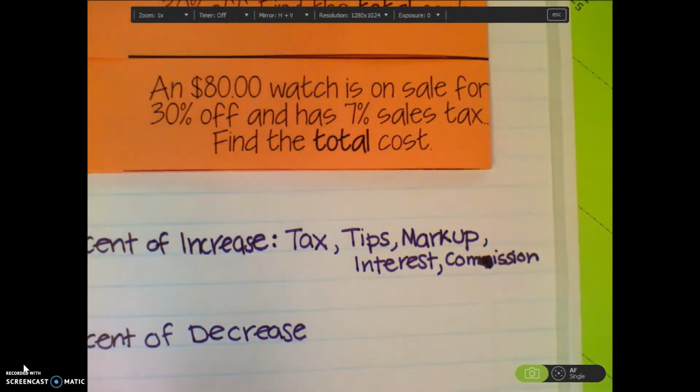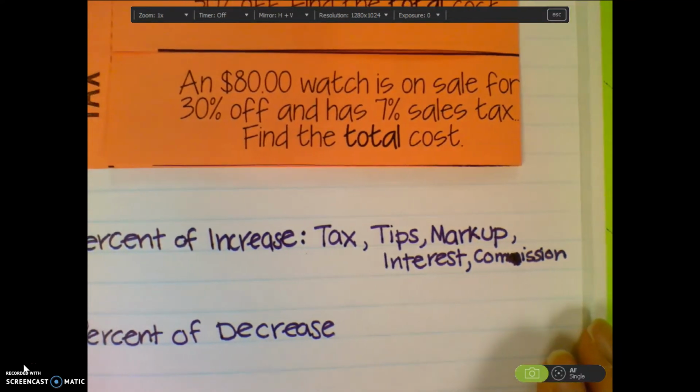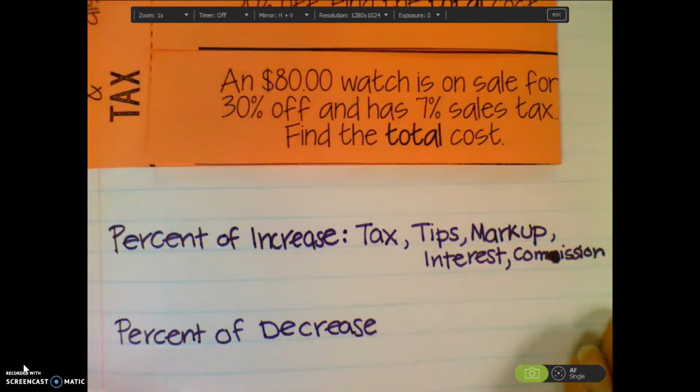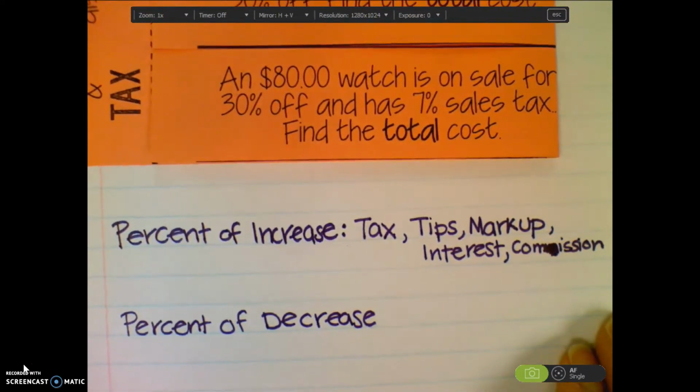Commission is money that you earn for, say you sell, you're a salesman and you sell shoes, you maybe earn 5% of your sales, or like if you work in a jewelry store or as a real estate agent. Those are areas where people earn commission for how much they sell. So it's a percent of what you sell.